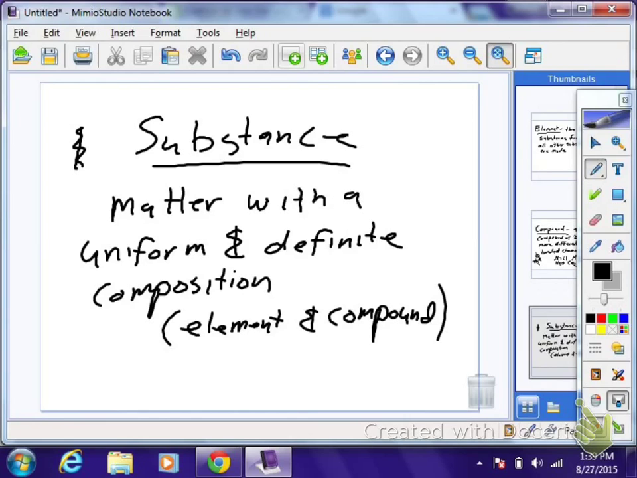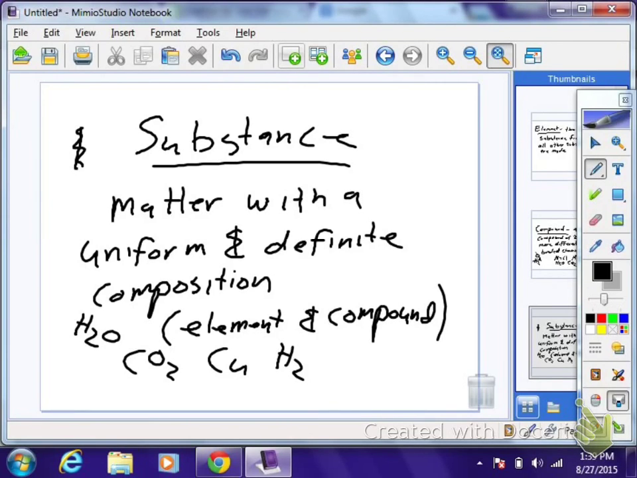So when I say a definite composition, you don't have to write this down. Water's always 2 parts hydrogen, 1 part oxygen. Carbon dioxide is always 1 part carbon, 2 oxygens. Okay? Copper is all copper atoms. They're all the same atom. Hydrogen gas, when it's diatomic, there's always 2 hydrogens hooked together. So those are all substances that are elements and compounds.